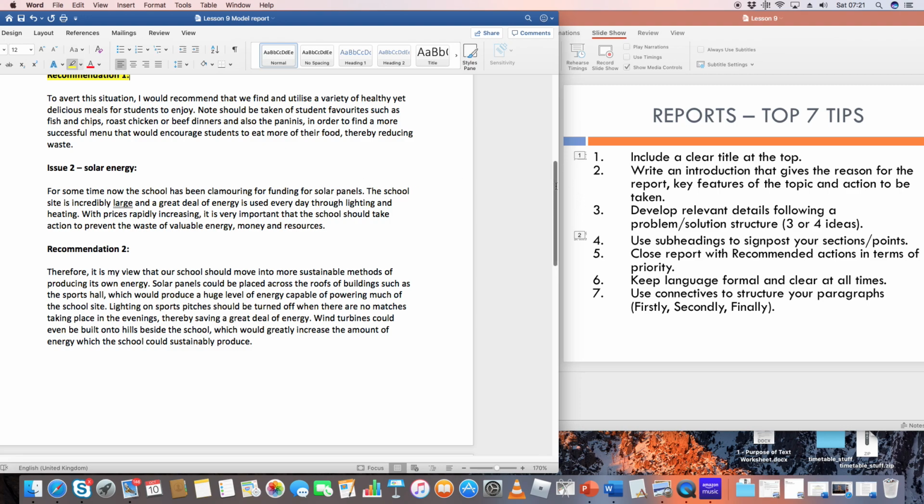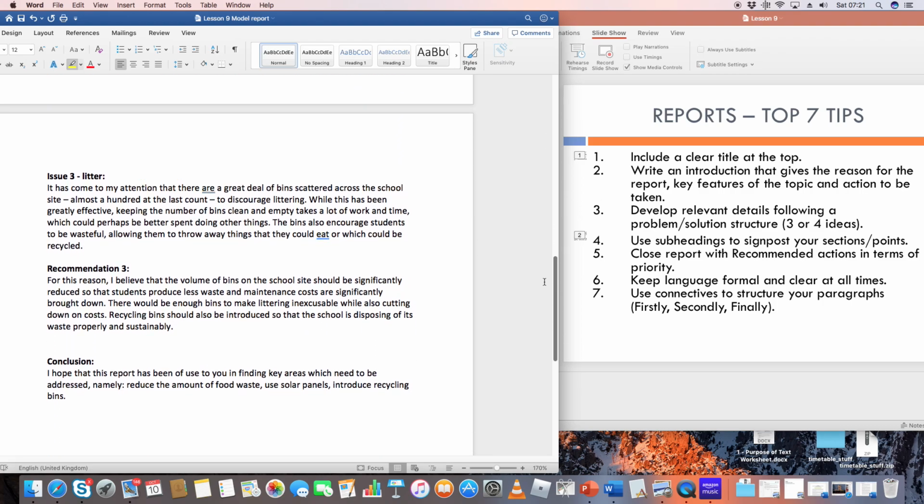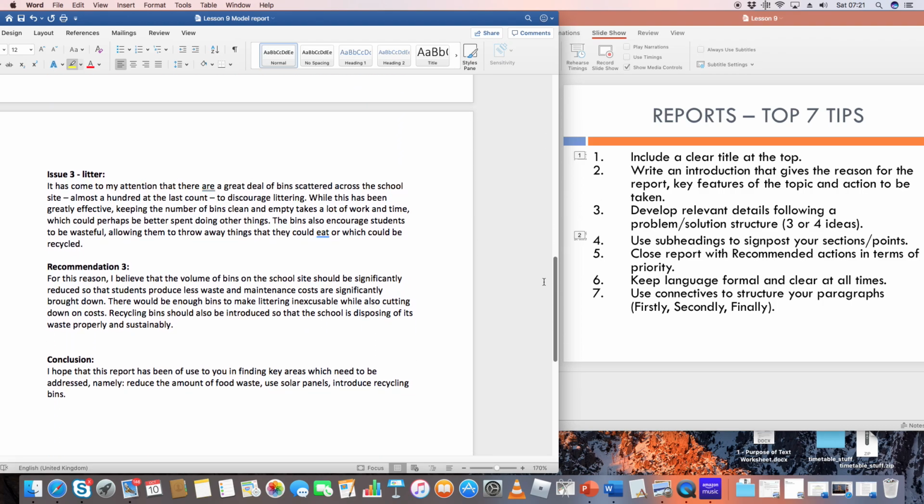Okay, and then the third one. So got litter, and then recommendation. Just again, description of what the problem is: too much littering, too much mess, and then also talking about how else to address the problem. So recycling bins, maybe some training of students, etc. Okay, so conclusion, clear report, recommended actions. So three main ideas of what can be done to reduce the problem.